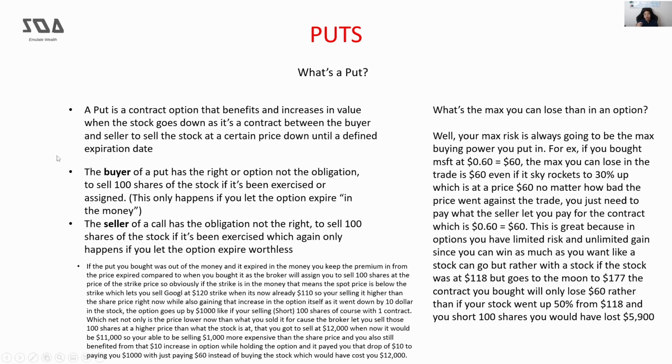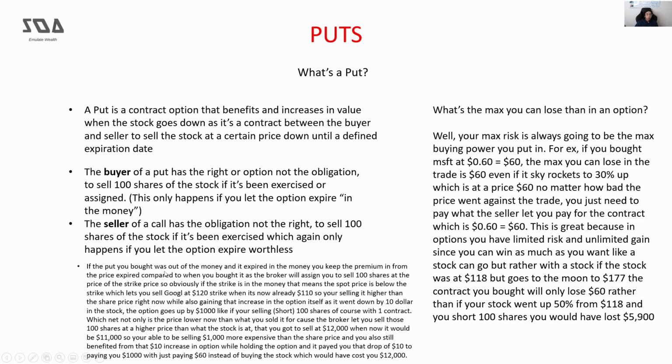So the buyer of a put has the right or option, not the obligation, similar to buying a call, to sell 100 shares of the stock if it's been exercised or assigned, and this only happens if you let the option expire in the money. However, the seller has the obligation, not the right, to buy 100 shares of the stock if it's been exercised, which again only happens if you let the option expire worthless. Now, here's a similar example to what I said for the call options.